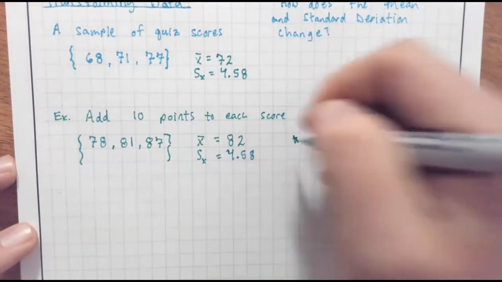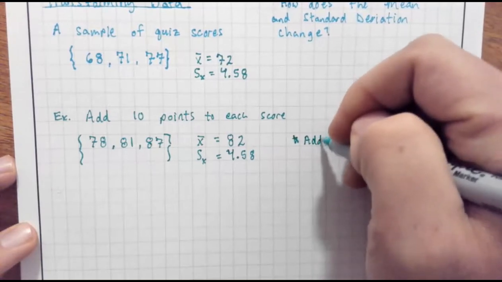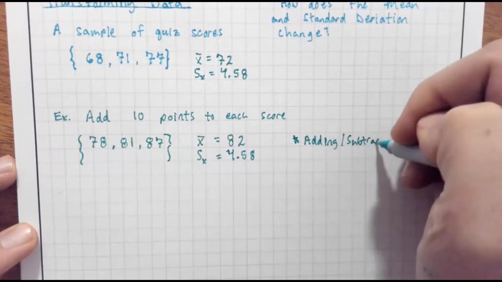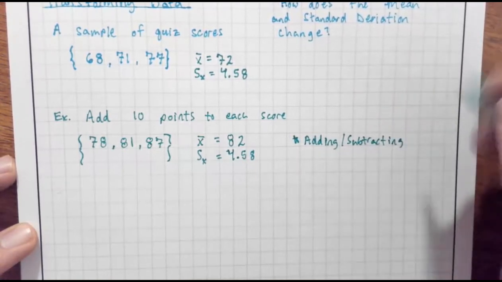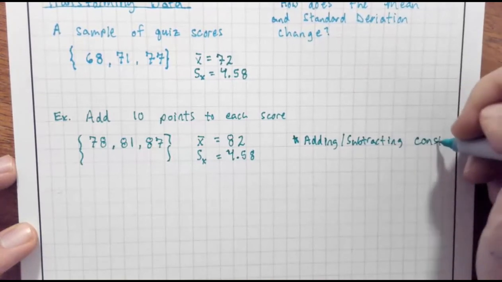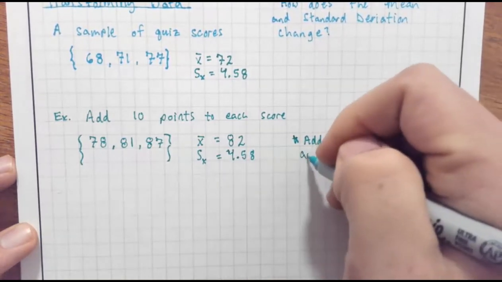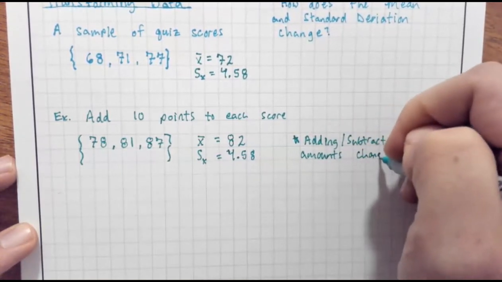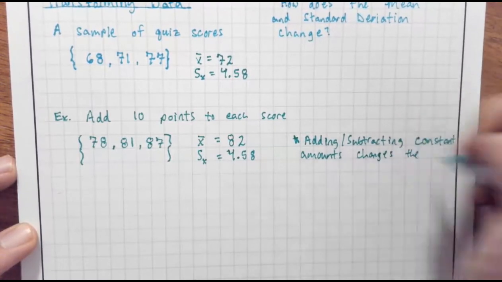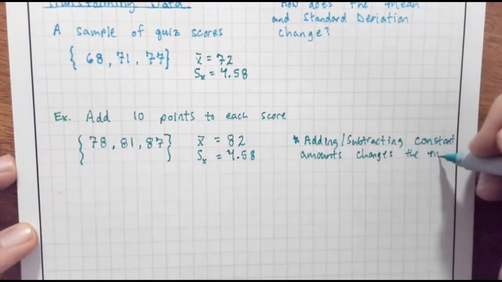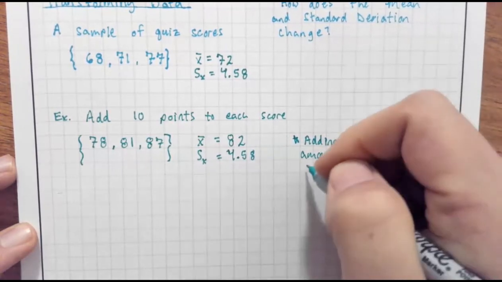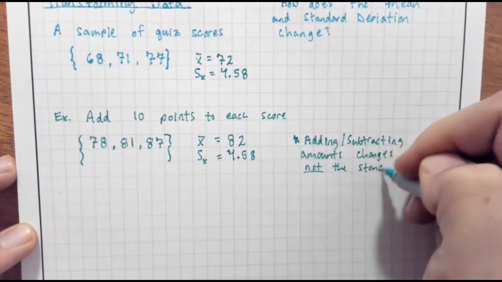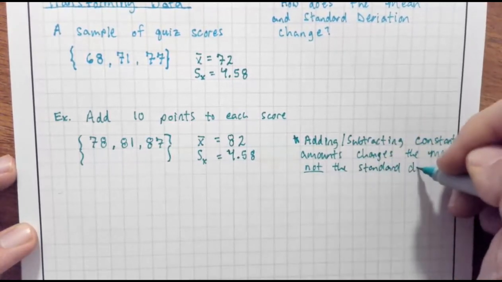I'll put a star. Adding or subtracting constant amounts changes the mean, changes the average, not the standard deviation. Not the standard deviation. All right.